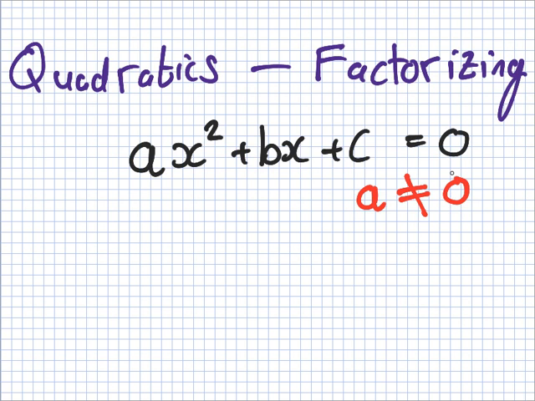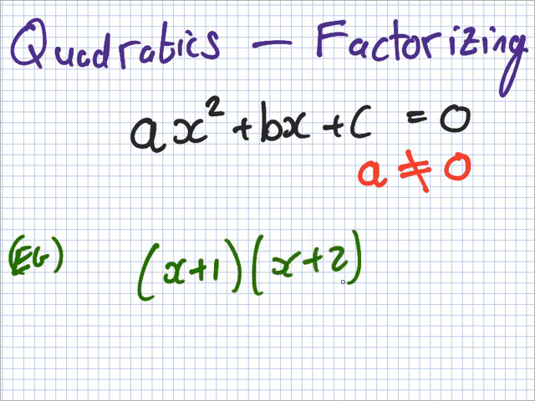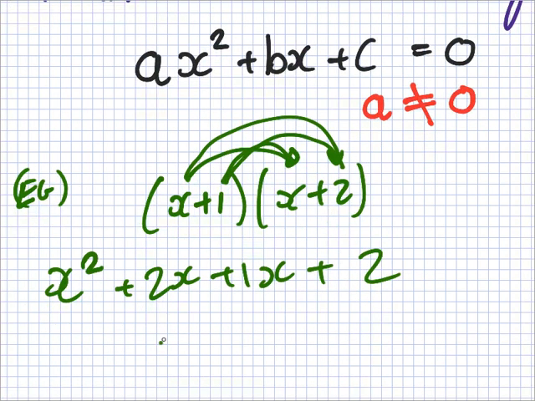Alright, a little bit of vocabulary now. Suppose I have something like this: x plus 1 times x plus 2. If I multiply this out, the usual order of operations is first by first, so that's x squared, first by second, so that's 2x, second by first, x, and second by second, 2. So I end up with x squared plus 3x plus 2.